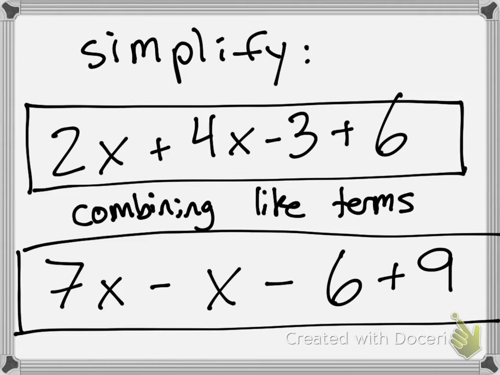terms. When we combine like terms, what we're doing is we're searching for the terms that look the same, that have all the same things. 2x. Does 2x have a term that looks like it? Yeah. What term is it, Ben? 4x. They both have x's. What about -3? Does -3 have a term that looks like it?